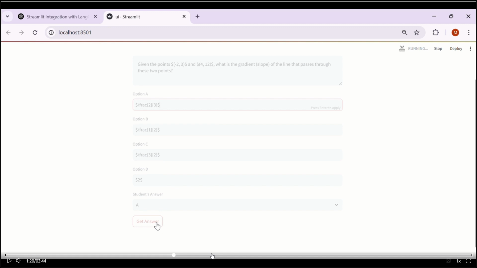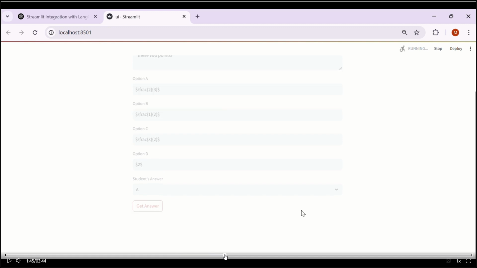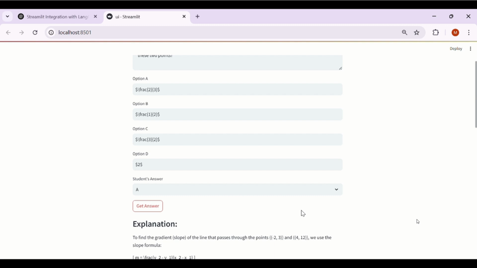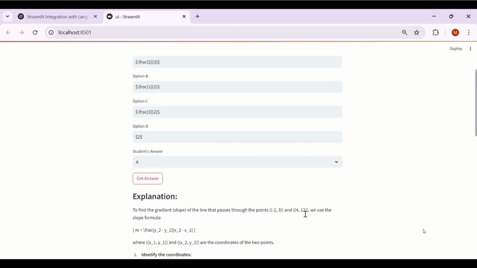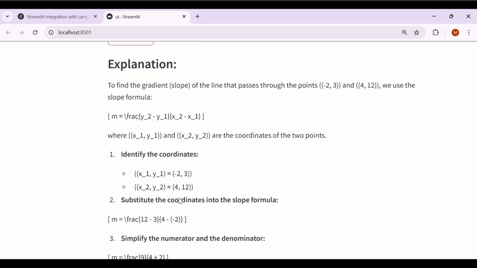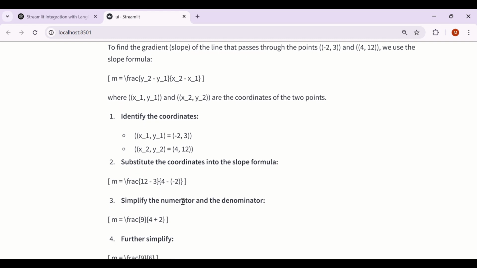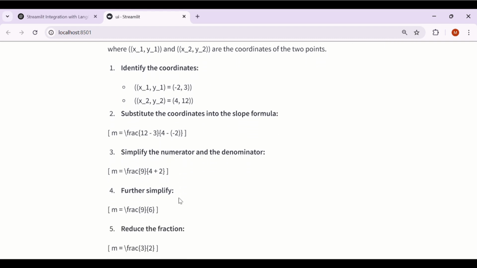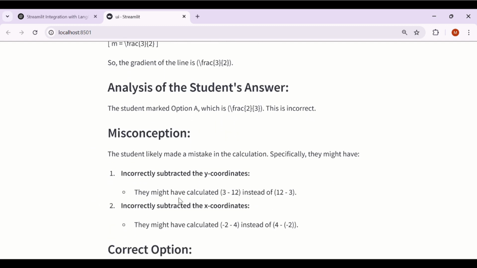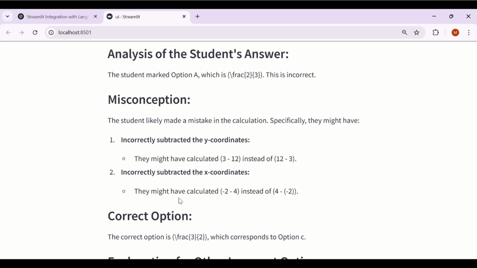and once the user clicks on get answer, our model gives the correct answer, explanation, and what misconception. If the answer is wrong, then it will tell what misconception led to it. As you can see, there's the explanation and the misconception the student must be having.